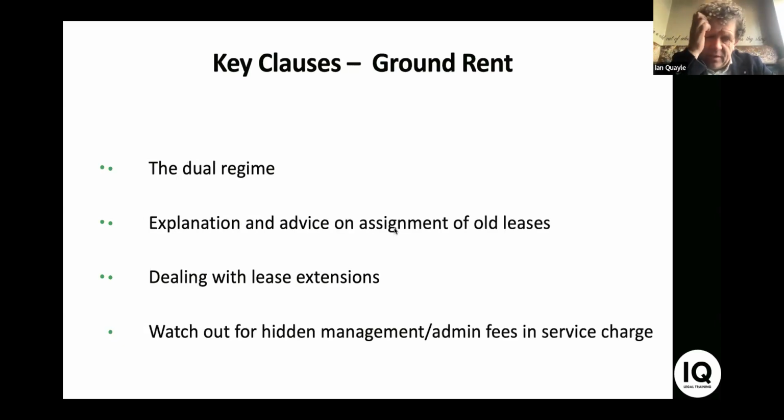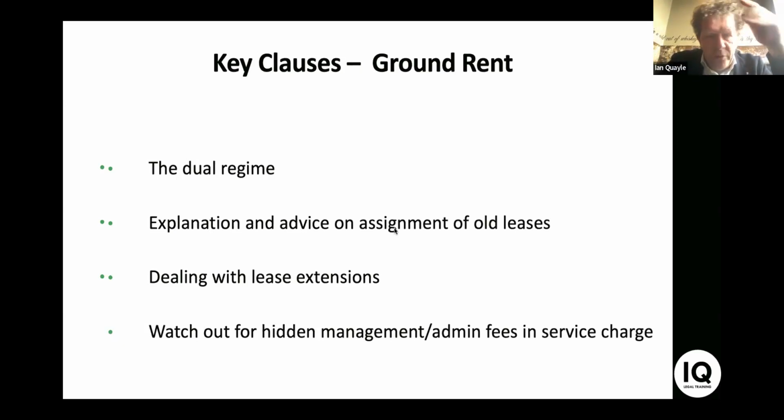The next thing to talk about is ground rent. And you may think, courtesy of the legislation that occurred in June last year, that ground rent is no longer an issue. And of course, it isn't theoretically an issue for new leases, on the basis that a new lease granted after June last year cannot have a monetary ground rent.